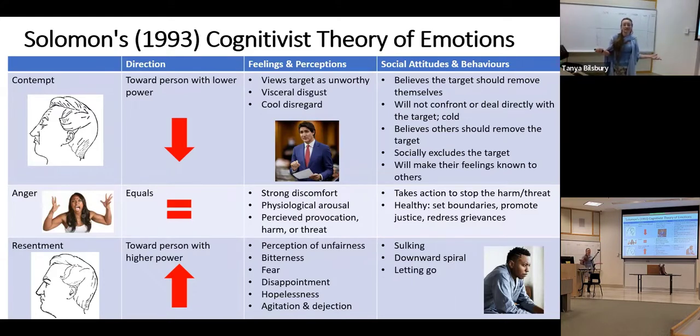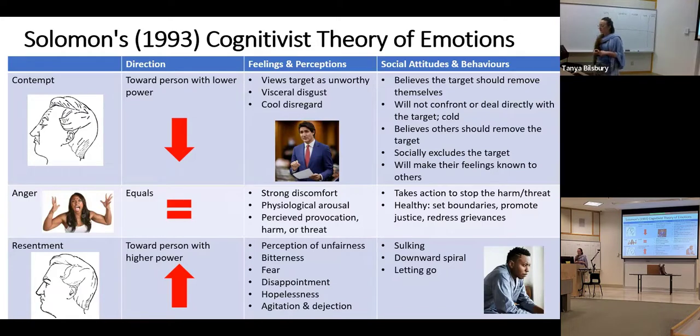No, it's not safe, right? You're supposed to be grateful. You're supposed to be okay with that. You can't really express it. And so resentment is anger that is combined with a perception of unfairness. There's fear, there's bitterness, there's disappointment. And if you can't do anything about it, there can be a feeling of hopelessness. Okay, it can lead to agitation or dejection.